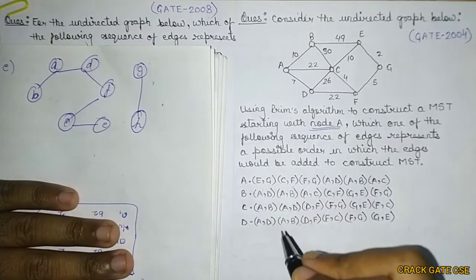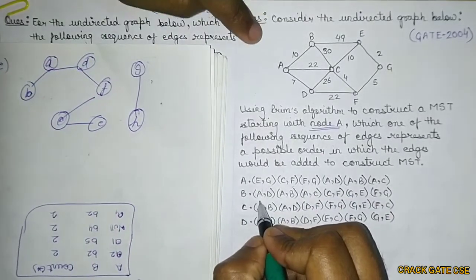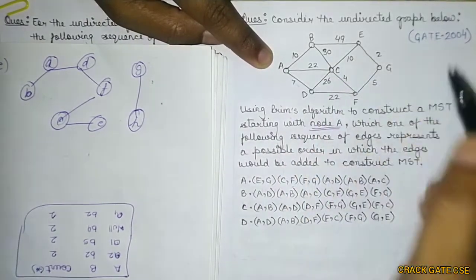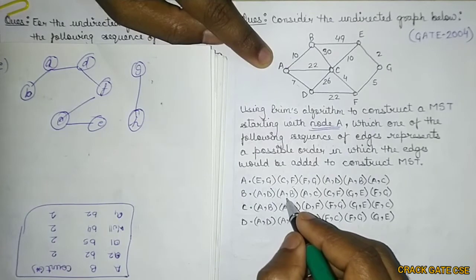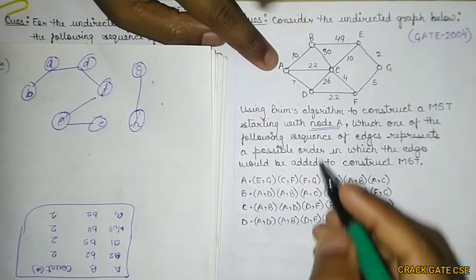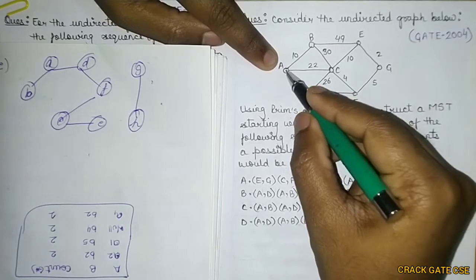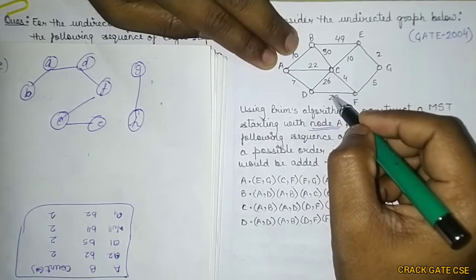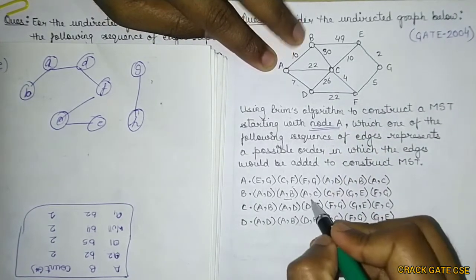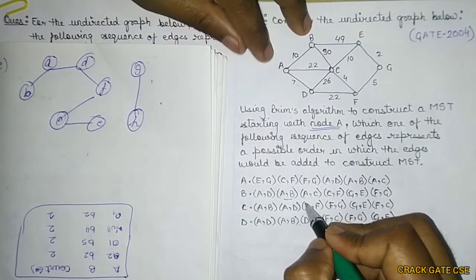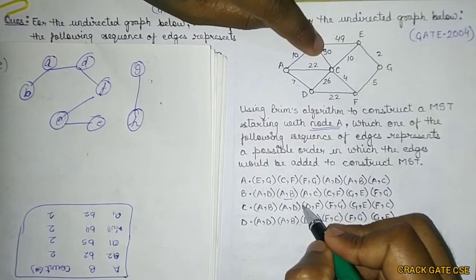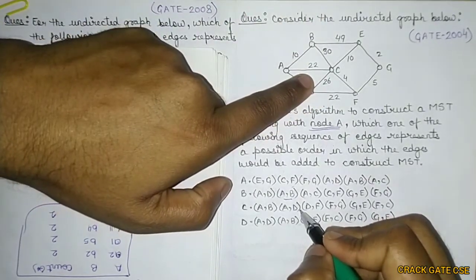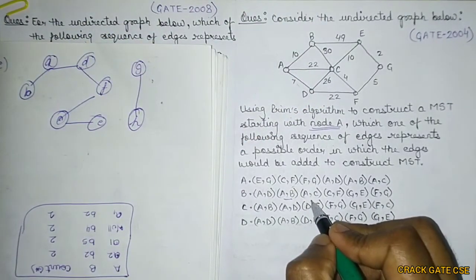Now let's check the B option. Here they have started with A and they selected the first minimum from A, which is 7, right? So AD is the right thing. Now after AD they have selected AB because A is 10, 22, 7 and D is 7, 26, 22. So the next minimum is 10, so AB is right. Then they have selected AC. You can see that here we have 49, here 30, 22, 26, 22. So this 22 is the minimum. So they have selected AC, which is right.